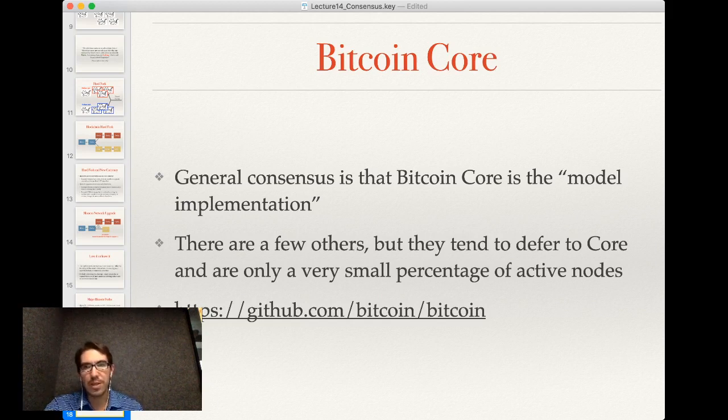I don't have the numbers off the top of my head, but it's well over 99%. The vast majority of people running Bitcoin nodes are running Bitcoin Core, and there are good reasons for this. Consensus is very important, and very slight changes in consensus could mean a failure of the Bitcoin network, and so they have one reference implementation.